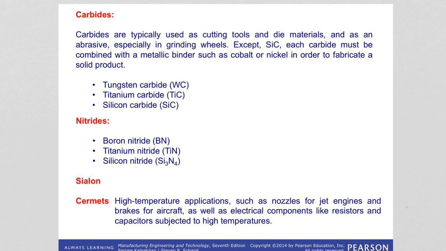So cermet, the name tells you, is a combination of a ceramic phase and a metallic phase. Basically they combine the high temperature oxidation resistance of ceramics with the toughness, thermal shock resistance and ductility of metals. So it is actually a composite. It is used in cutting tools, and also has applications in nozzles for jet engines, where there is high temperature application, brakes for aircraft, as well as electrical components that are subjected to high temperatures.